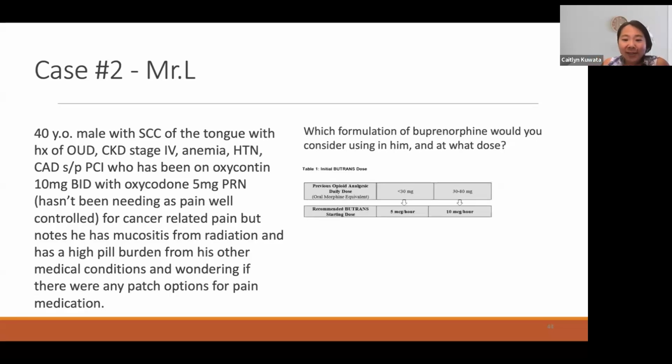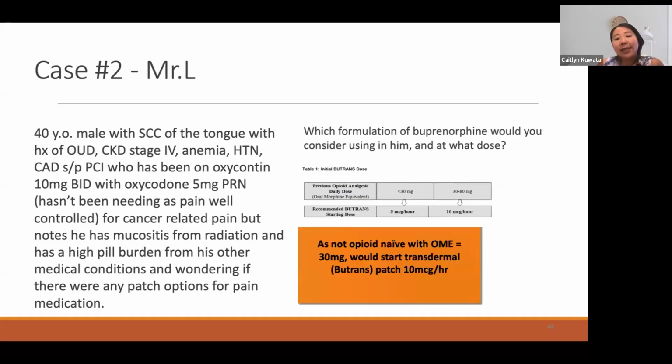So, this is where Butrans can be very handy, right? It's a transdermal patch option, so not anything in the mouth that could irritate or bother his mucositis. He isn't opioid naive though. And so because his oral morphine equivalence is between 30 to 80, you would use a 10 microgram per hour patch as your initial dose.